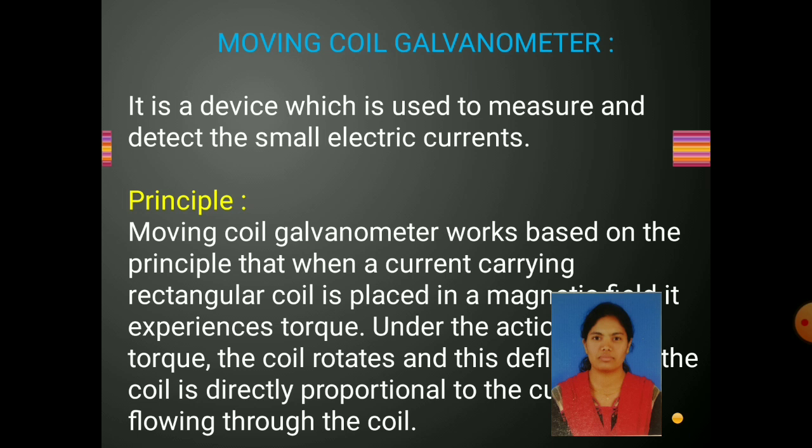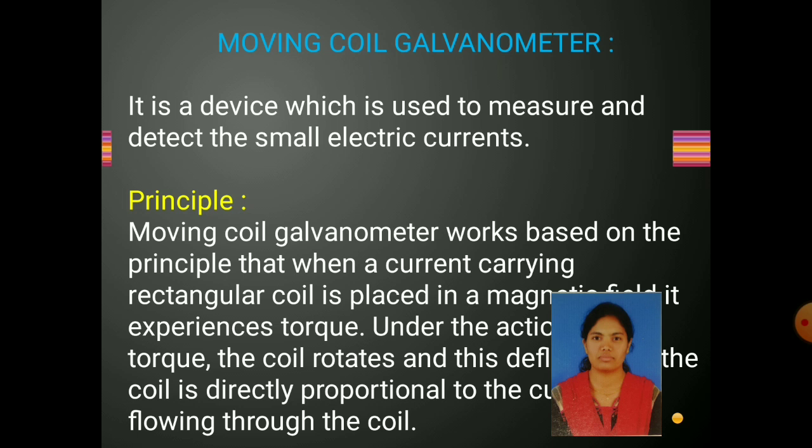Now, what is moving coil galvanometer? It is a device which is used to measure and detect small electric currents. To measure small electric currents, we are going to use a device known as moving coil galvanometer. As we have seen, our chapter is electricity and its measuring instruments. So, it is the instrument to measure electric current. We can detect and also measure electric current.